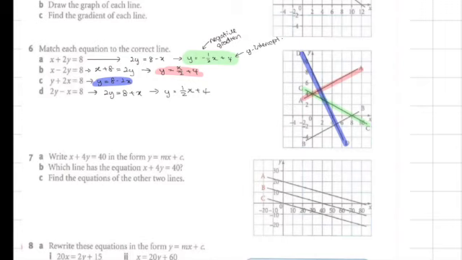Oh, I forgot. I think my red one is incorrect. My red one should be a negative 4. My bad. Because I moved the 8 over, it should be a negative 4. So the red one should be this one. My bad.